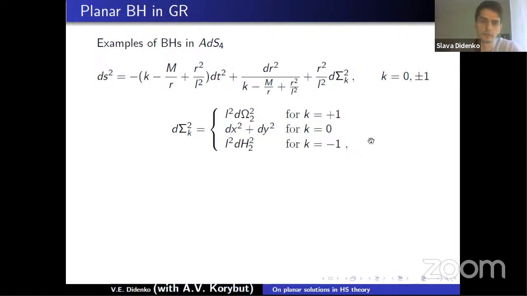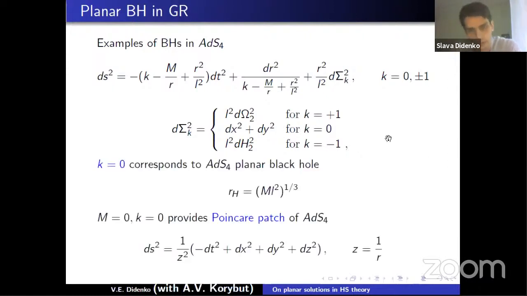And you see, for a planar solution to exist, you really need to have a non-zero cosmological constant. So the horizon radius is proportional to it. This kind of coordinates at m equals 0 provides you with the Poincare patch of AdS4, and for m away from 0 gives you a deformation. Okay, so we're going to be interested in this case k equals 0 and its higher spin generalization from that perspective.